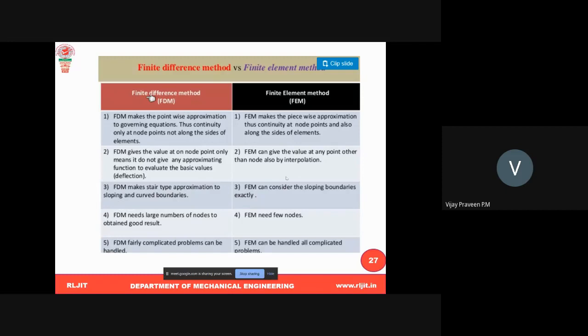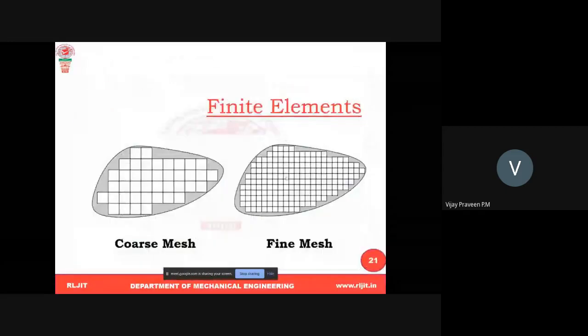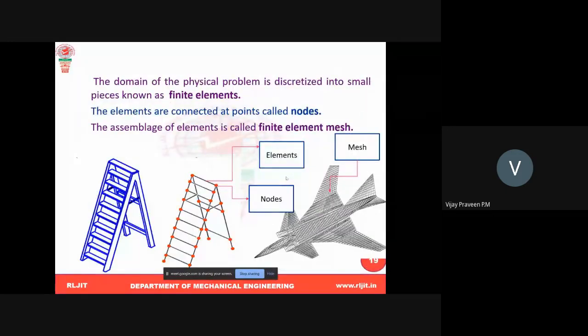So in FEA, we are going to divide the domain into elements, subdomains. But in the case of FDM, it will divide into points or nodes, not elements. Therefore it will calculate the value only at the nodes, not in between. Only at discrete points will it calculate the solution. If you want a value in between, it cannot be obtained.